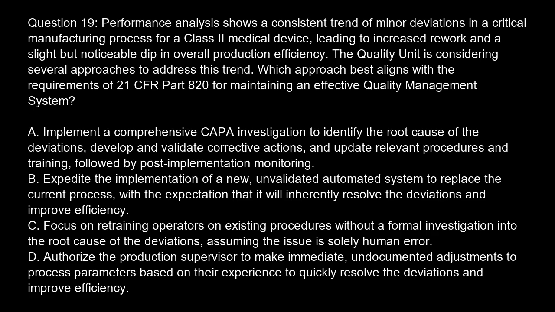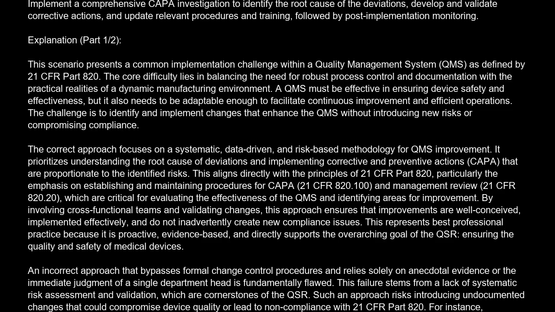Option C. Focus on retraining operators on existing procedures without a formal investigation into the root cause of the deviations, assuming the issue is solely human error. Option D. Authorize the production supervisor to make immediate, undocumented adjustments to process parameters based on their experience to quickly resolve the deviations and improve efficiency. The correct answer is A.